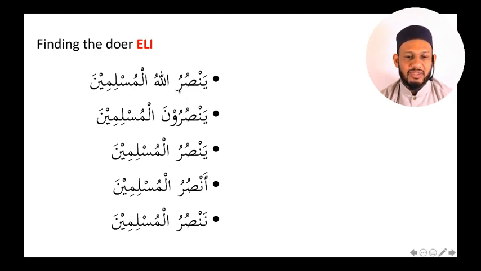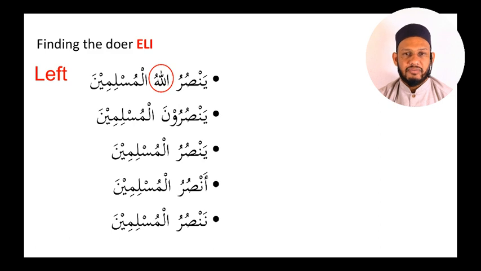If I don't find something at the end, I look to the left. I see the word Allah. This word Allah is in raf'un. Therefore, I can say that this word Allah is the fa'il, is the doer. Therefore, I can say that this translates as Allah is helping the Muslims. So in this case, I found the fa'il on the left.